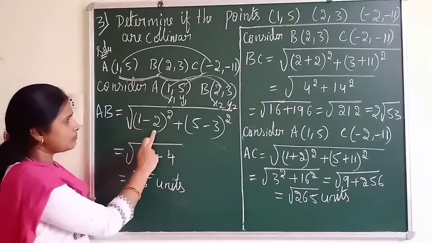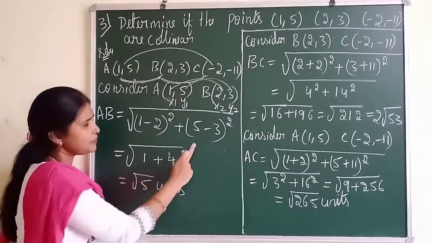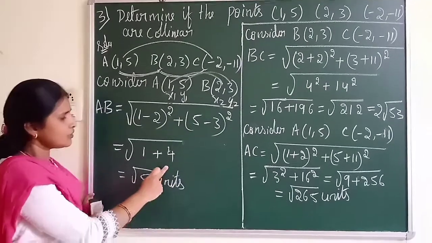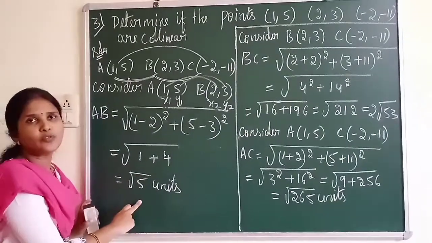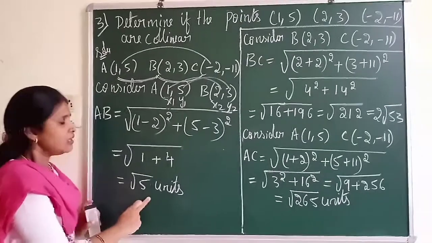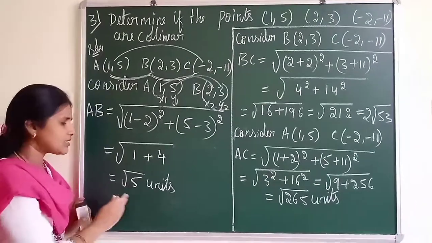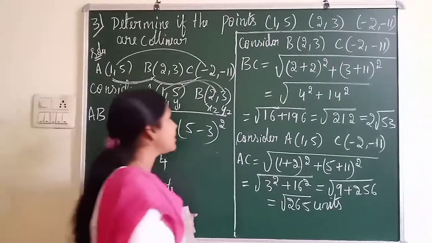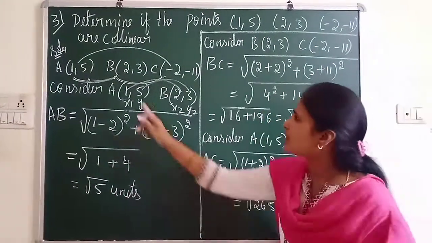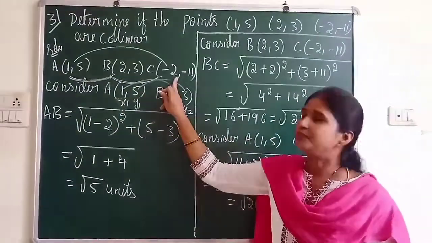Simplify. 1 minus 2 is minus 1, square is 1. 5 minus 3 is 2, 2 square is 4. So 4 plus 1, root 5. So I got square root of 5 units. No need of doing long division. Just keep it as it is because 5 is not a perfect square. Next, consider the next 2 points, that is B and C.